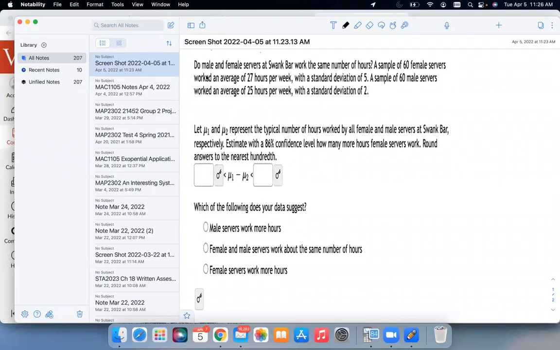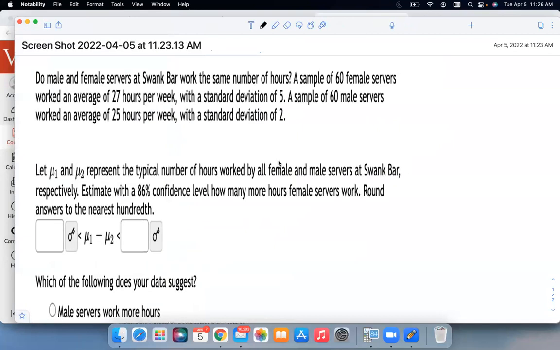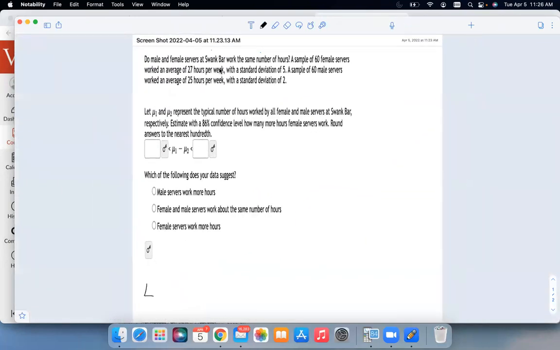Okay, so let's try this again. Get this full screen. First thing we want to do is define our variable. Let mu be the mean number of hours worked.